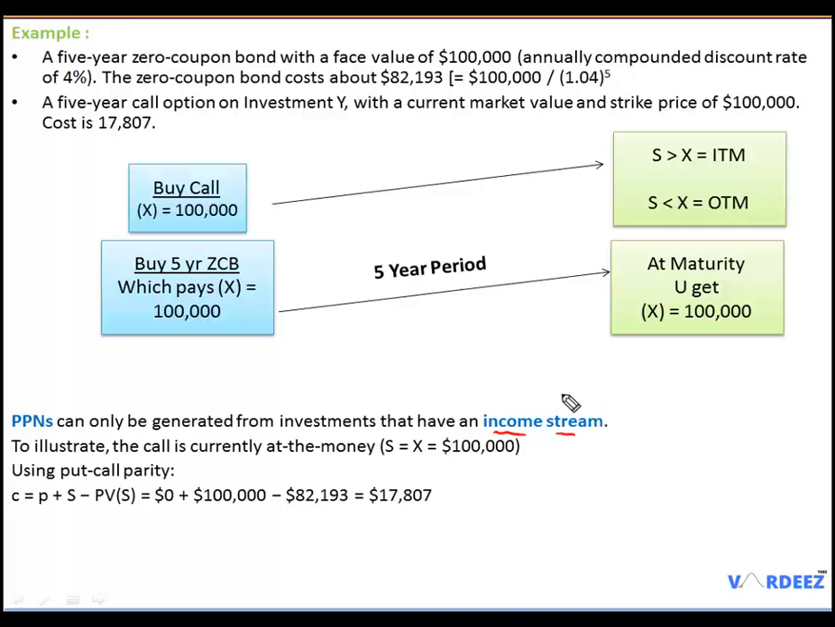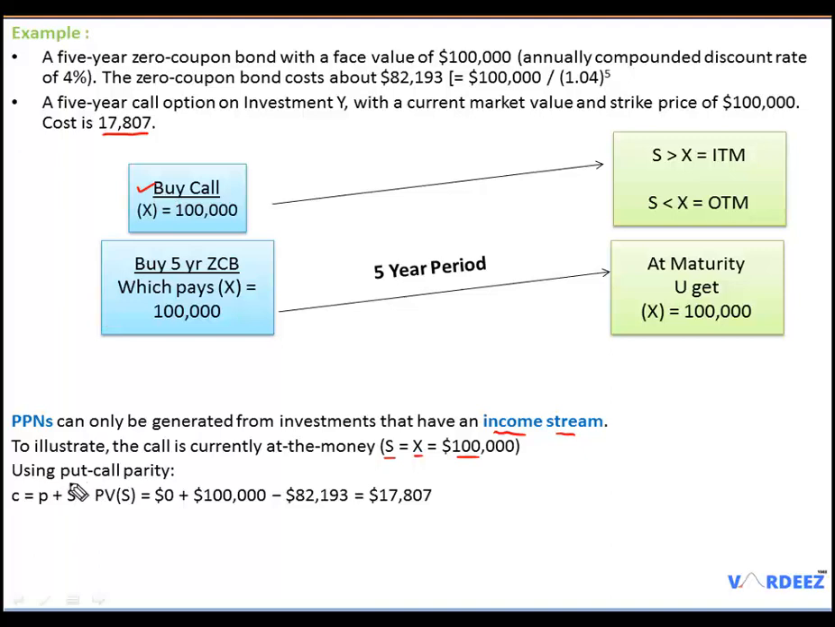Now, what do we mean by that? As an example, let's say this call option is currently at the money, which is the stock price is equal to the exercise price, which is equal to $100,000. Okay, so now just imagine that this call option is at the money.